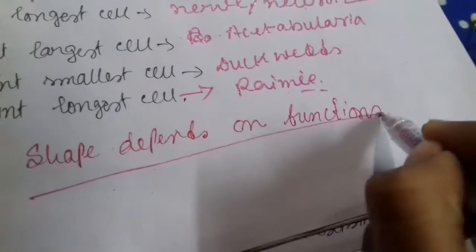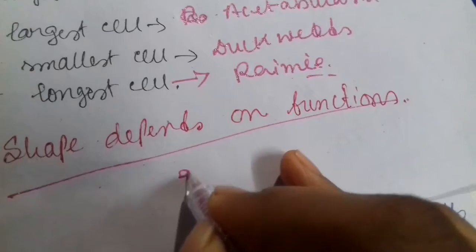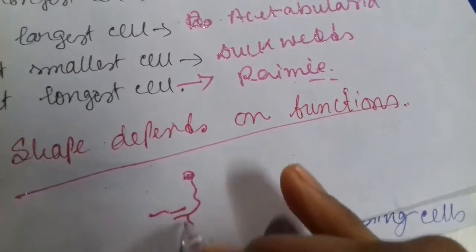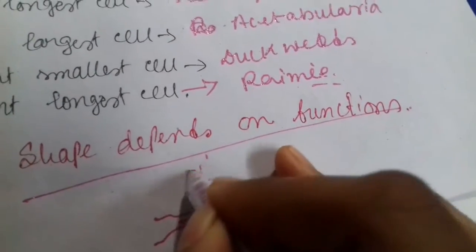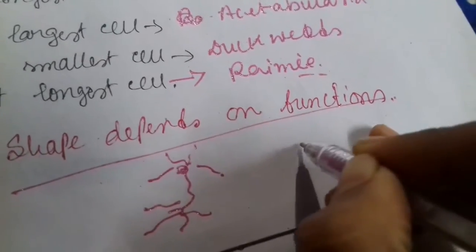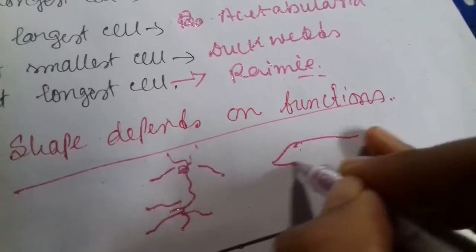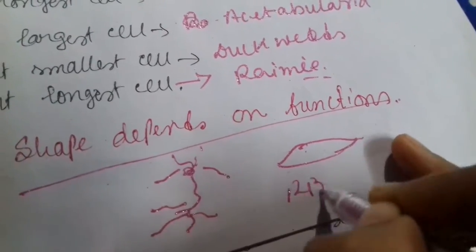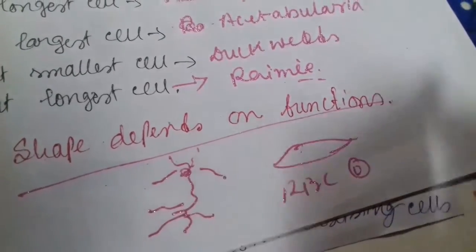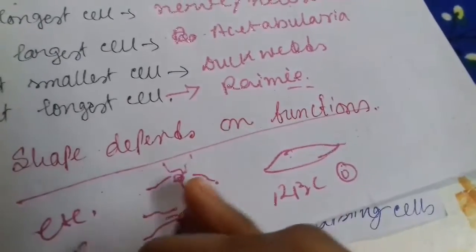Generally, shape depends upon function. If I talk about a nerve cell, it is an elongated shape. As it has to transfer and receive messages, it has to be elongated. And muscle cells are spindle shaped. RBCs are spherical shaped, etc. Now let's talk about solutions.